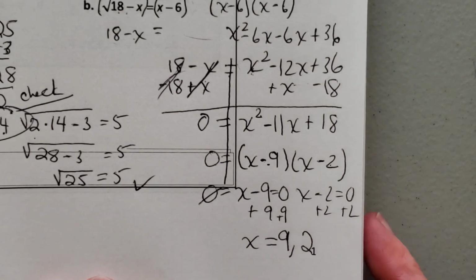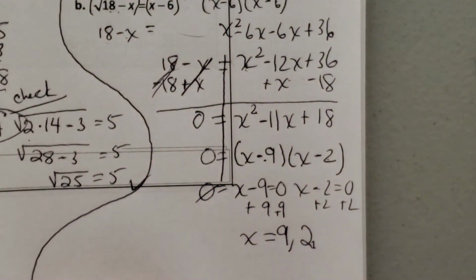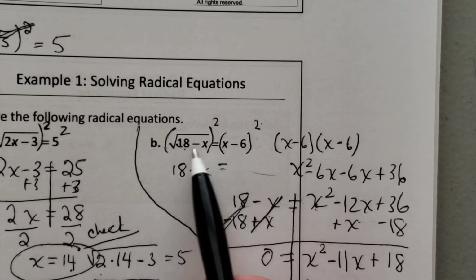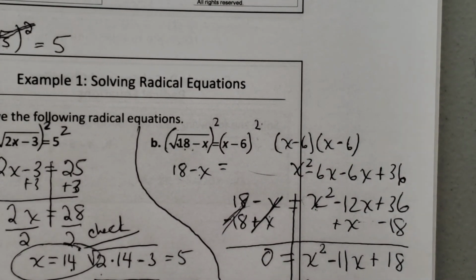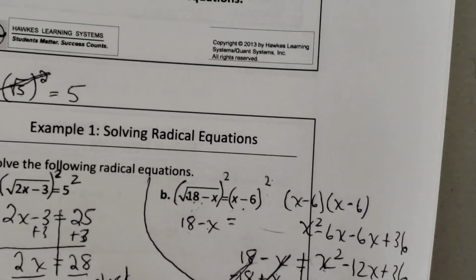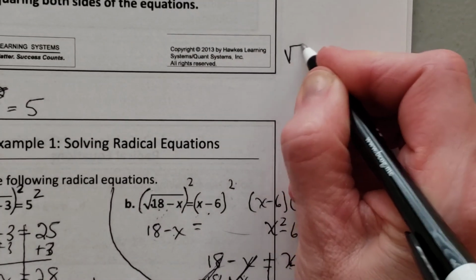All right, so now, like I said, we got way off our original problem. Like I said, for all quadratics, or excuse me, for all radical equations, you have to check your answer. So we're going to go back and plug in 9 and 2 into the original problem and make sure they're both correct answers. So I'm going to go up here. I'm going to write my original problem.